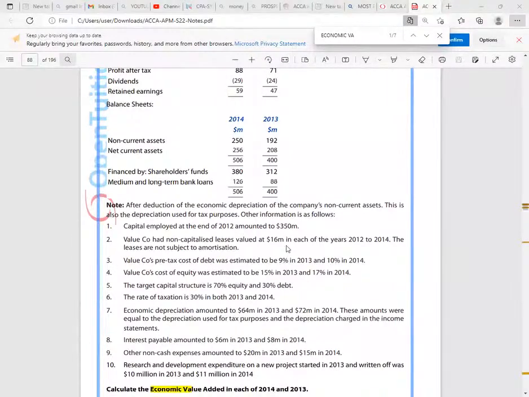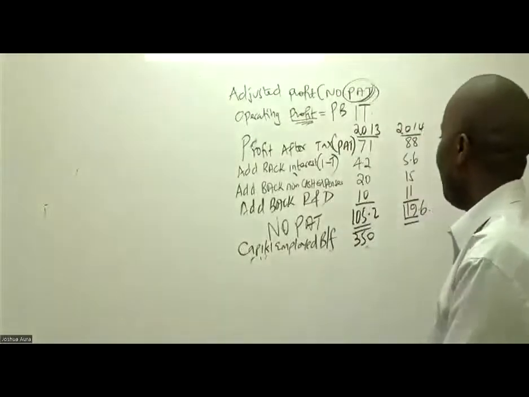It is 350. What I ordinarily would have done is pick capital employed as 400, these total assets here, for 2013, and 506 for 2014. But you see, this examiner has brought in confusion. He has given me the capital employed at the beginning of 2013, which is 350. So, using this information, can somebody tell me what capital employed I will book as capital employed at the beginning of 2014? Which capital shall I book forward here?